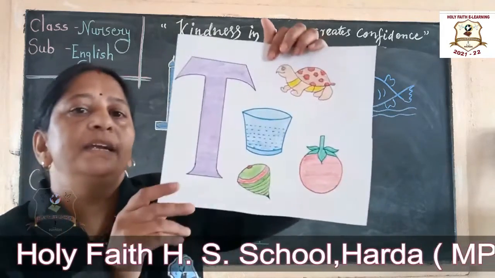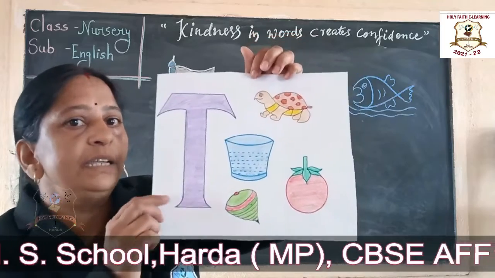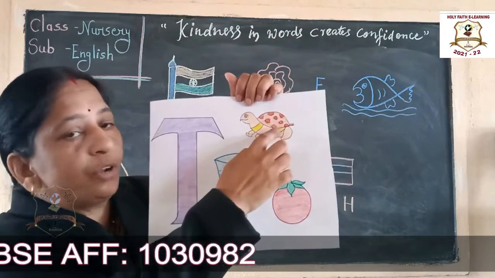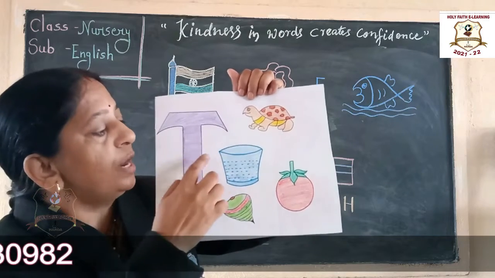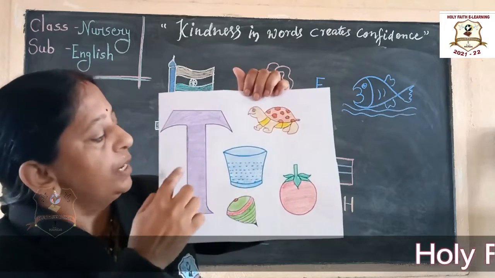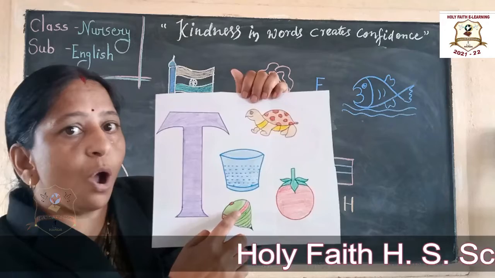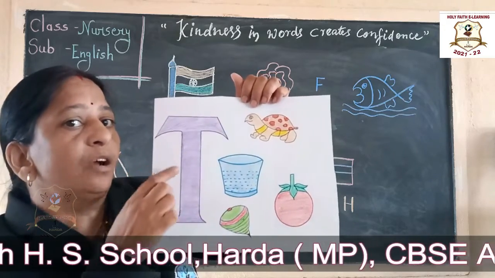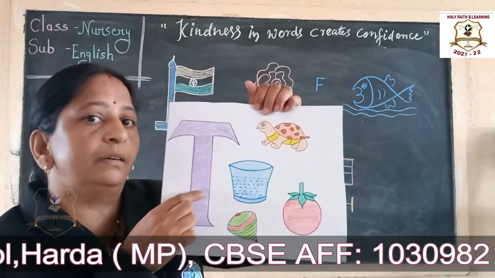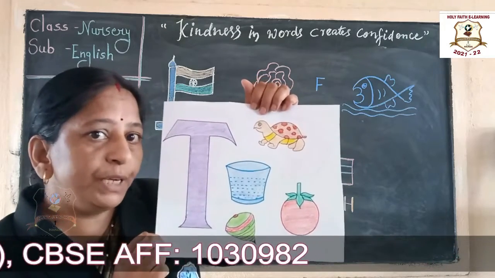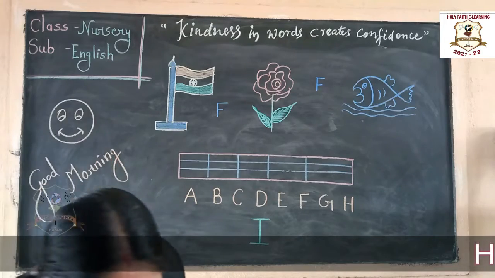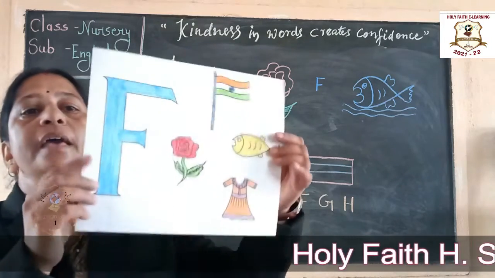Next is T. This letter is T. T for tortoise. T for tub. T for top. T for tomato. And sound of T is T. What is the sound of T? T. Okay, students. Now today we will learn letter F.